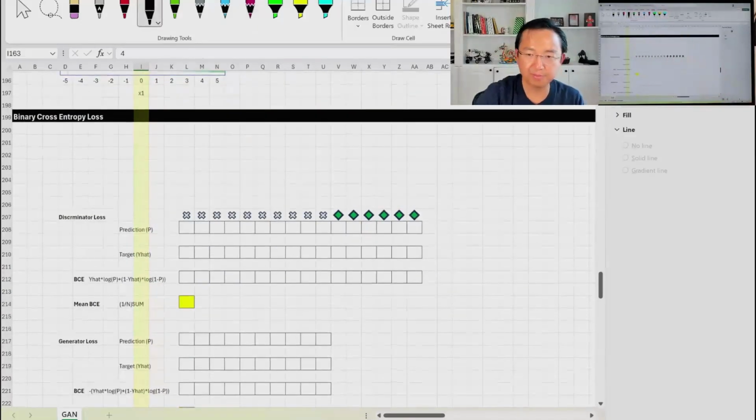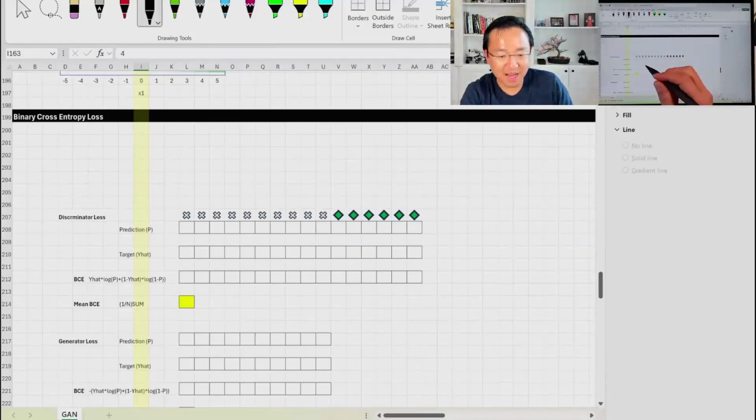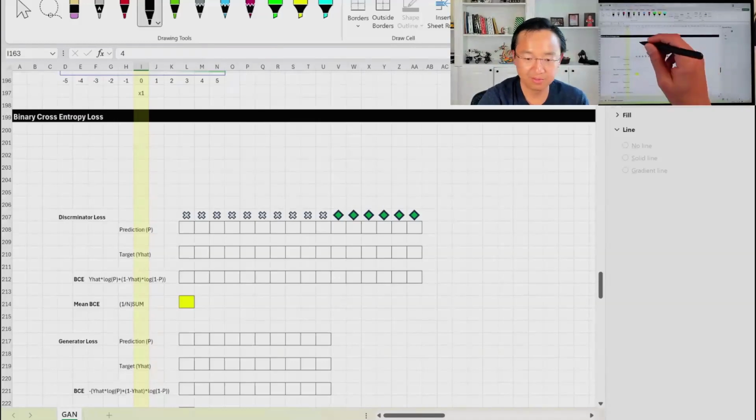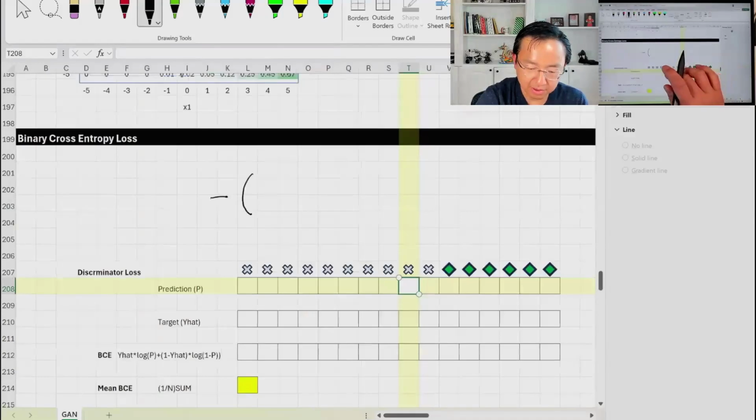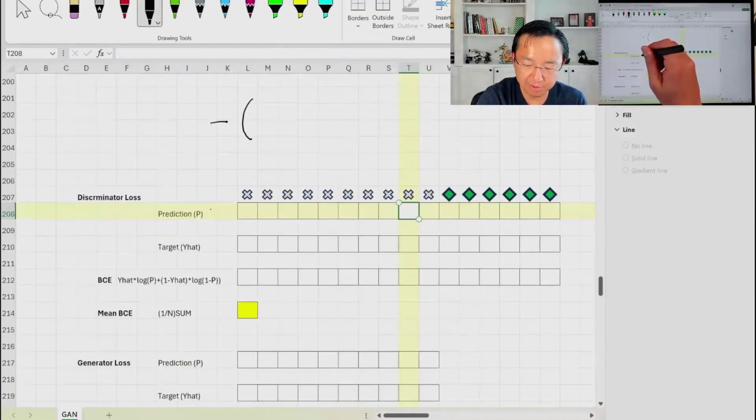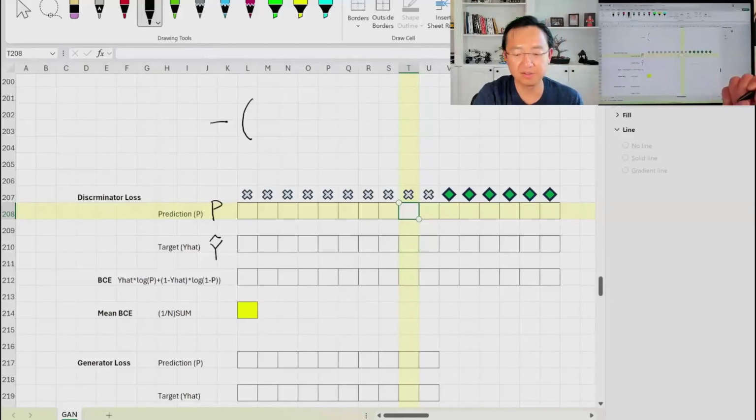The equation for binary cross entropy loss, if you've taken the deep learning class, is just a review here, because GAN is a computer vision topic, but binary cross entropy loss is a very typical machine learning subject. We start with a minus to make it a loss. Let's say we have the discriminator loss. Let me zoom in more. With the discriminator loss, I have a prediction whose output is P, but I also have the target. Let's use Y hat to define the target, which for instance is 1 or 0.